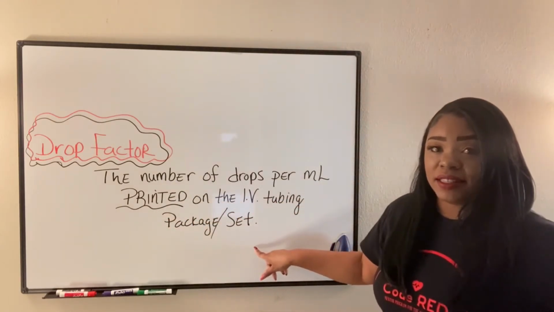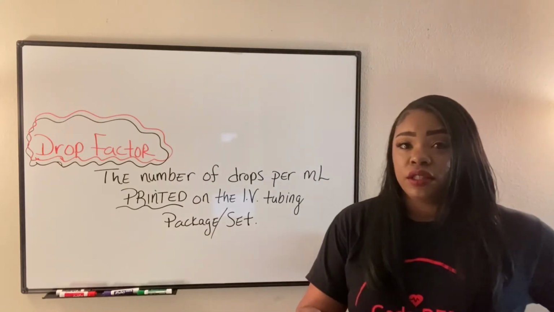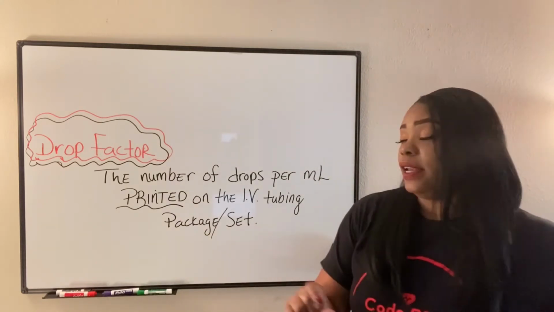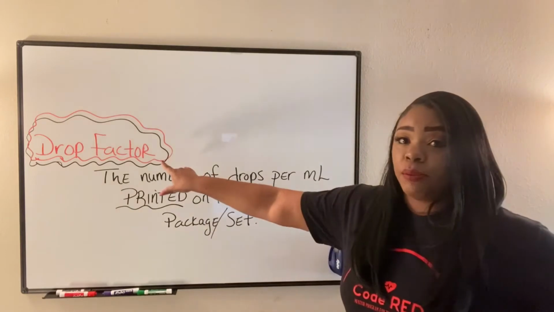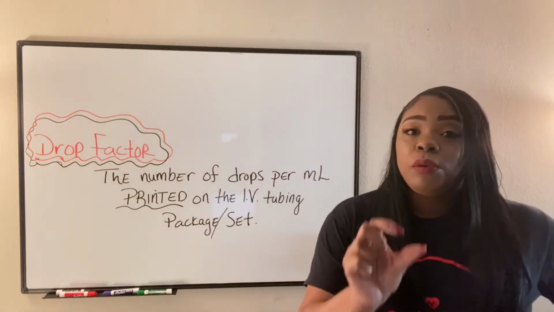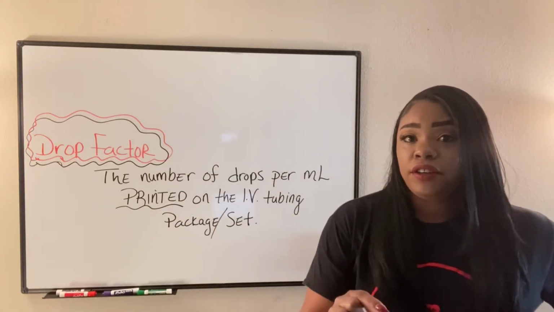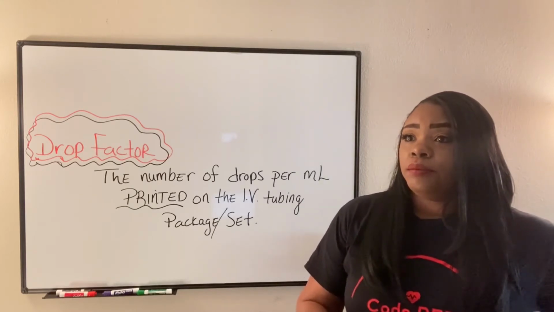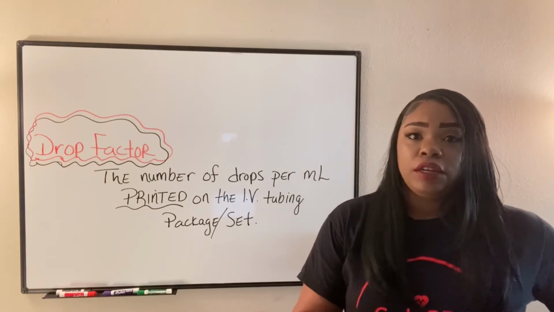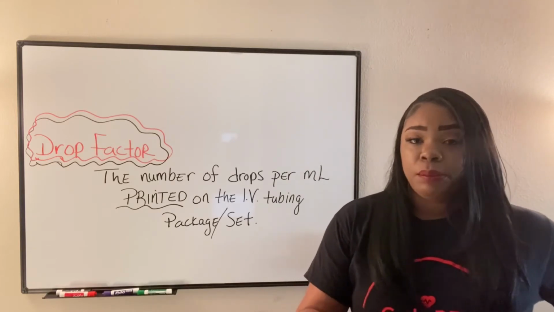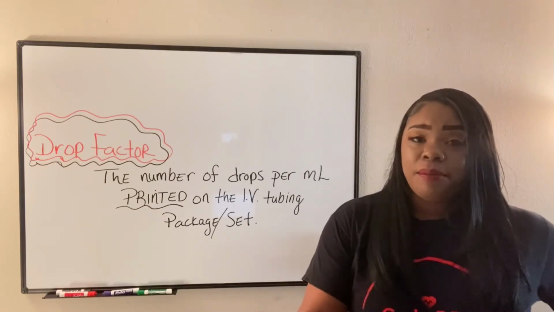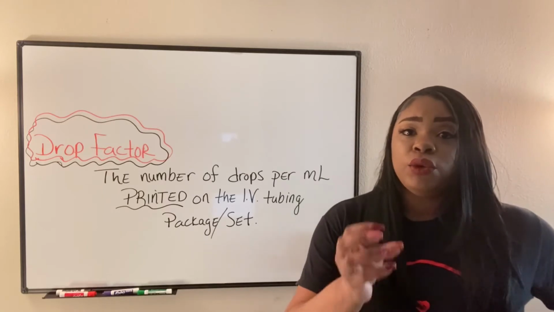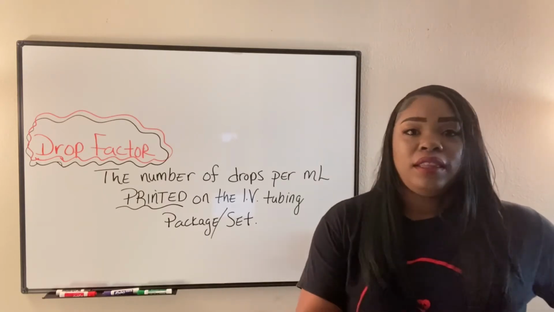So in your questions, when you are trying to figure out the flow rate, the drop factor is very important to the flow rate. You will be given the drop factor. It'll either tell you that the drop factor is 20 drops per milliliter or 15 drops per milliliter. So pay attention to that, because you're going to need that information in order to calculate the flow rate.